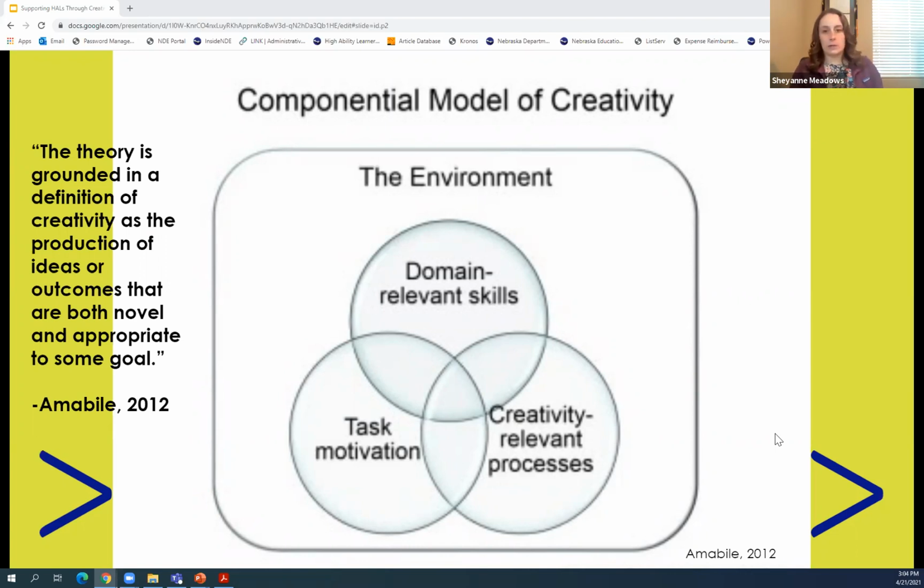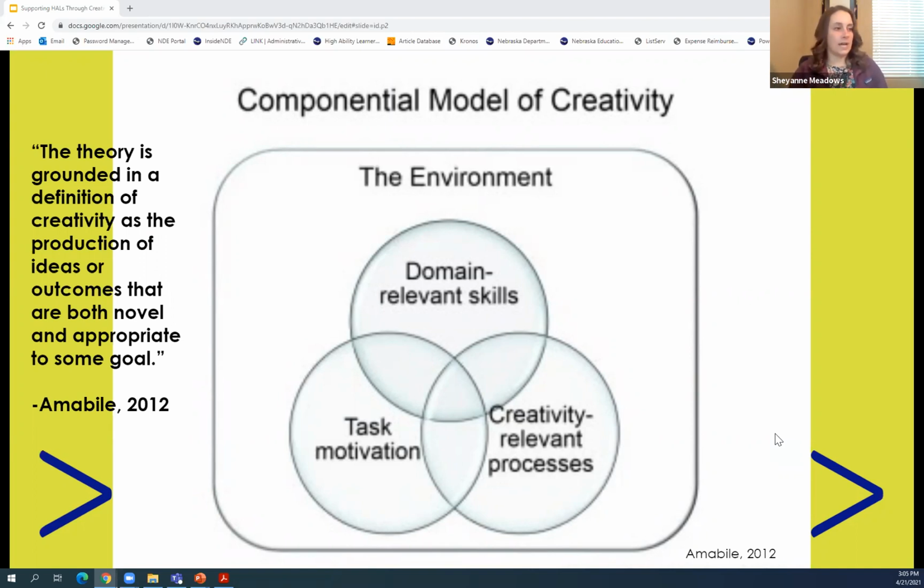So this comes from the coalescence of domain relevant skills. So those are the things we think of that are just knowledge within a field, technical language of an expert, academic knowledge falls in here as well. And this is the foundation for ideas. So they have this body of knowledge, that domain knowledge, and this is where they're going to put their ideas up against and test their already existing knowledge. So we have their domain relevant skills, and then they move into the creative relevant processes.